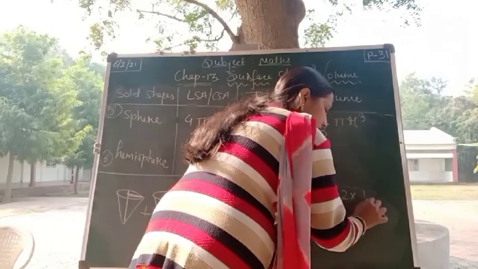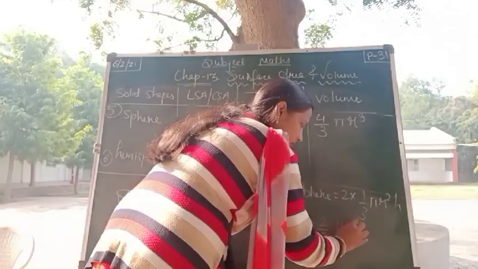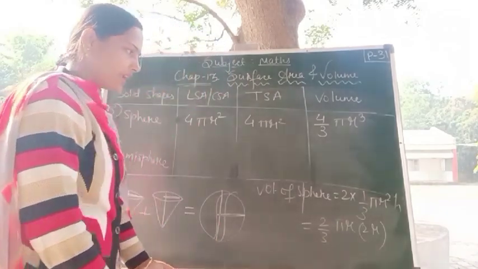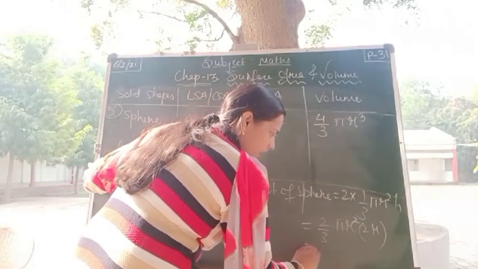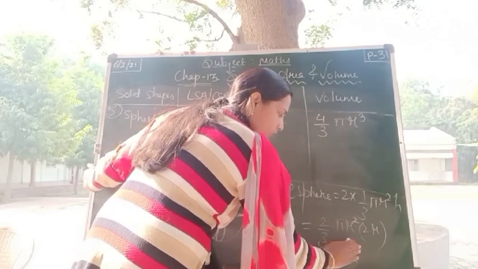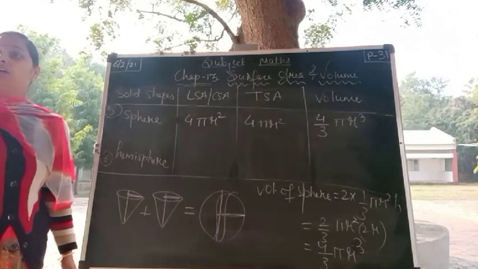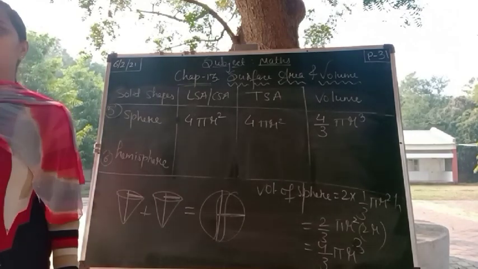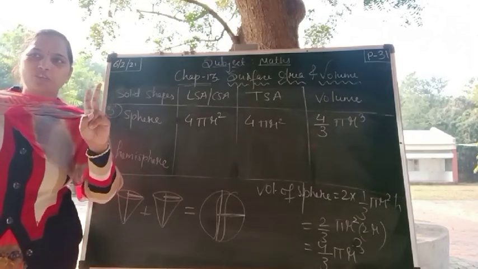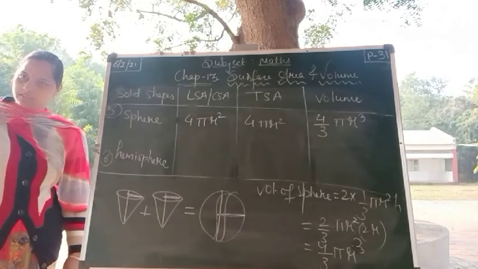So, 1 by 3 pi r square h. But what is h? 2r. Okay, 2r. But I have 1 by 3 pi. Okay. Now 2 into 2, 4 by 3 pi r square. Sorry, pi r cube. r into r square, r cube. Now I got 4 by 3 pi r cube. Now why I am saying the volume of sphere is 4 by 3 pi r cube? Because the volume of sphere is equal to 2 times of volume of cone with the same radius, with the same height. Now clear? Yes, ma'am.